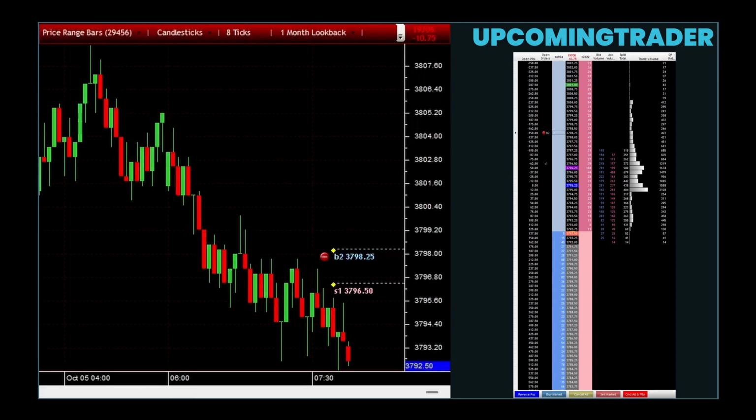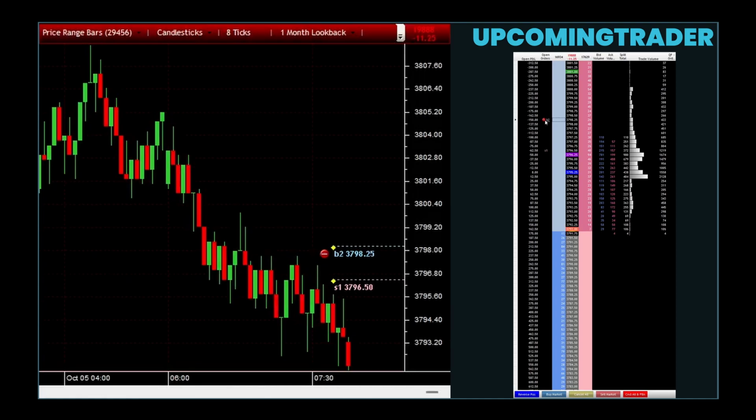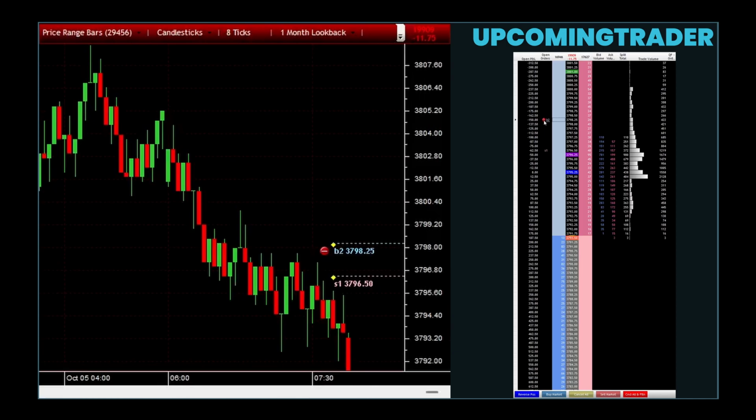To identify a shooting star, there are specific characteristics to look for in its shape, size, color, and the length of its upper wick. Firstly, the shape of the shooting star looks like an inverted hammer. It has a small body at the lower end of its trading range, with a long upper wick that typically measures at least twice the length of the body.